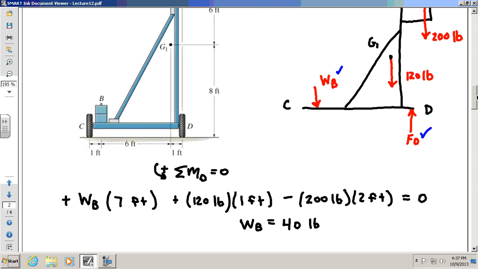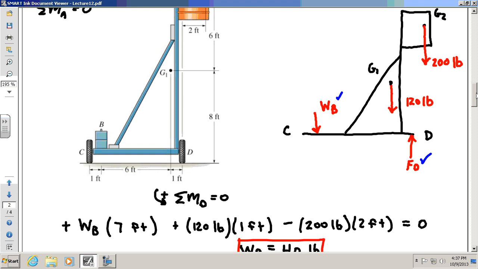So, 40 pounds. That's your answer. That's the counterweight necessary to keep the guy from tipping. Now, let's say you weigh 200 pounds and your friend the engineer has correctly done the calculations and said, let's put 40 pounds of counterweight on there. You feel pretty good about going up in that cherry picker?